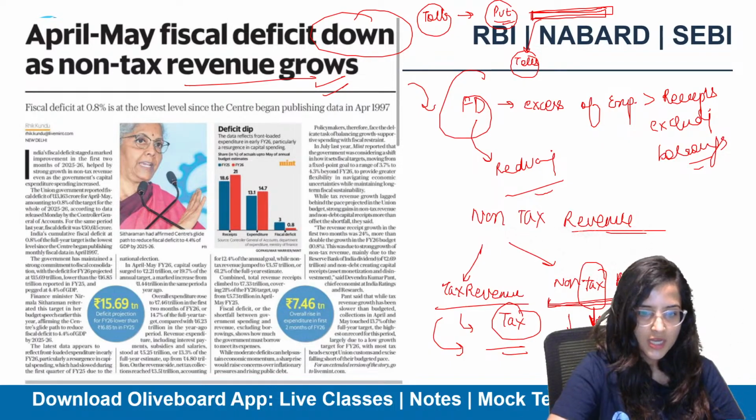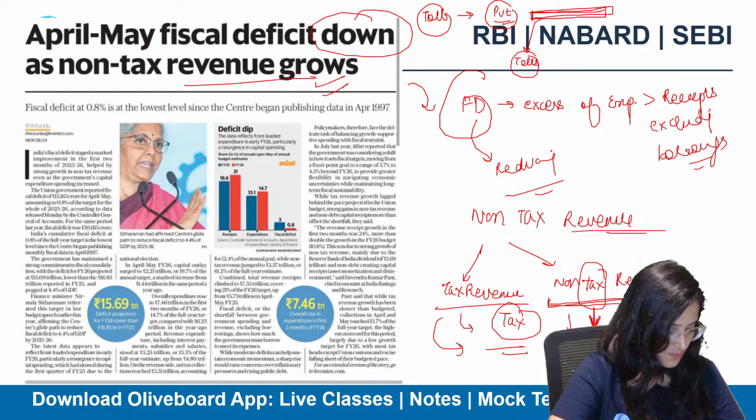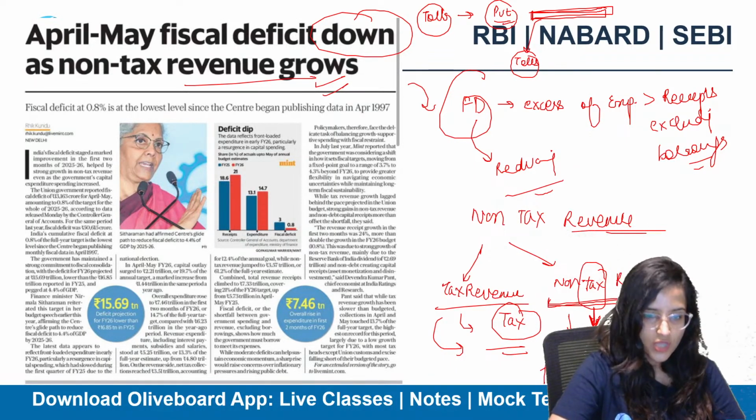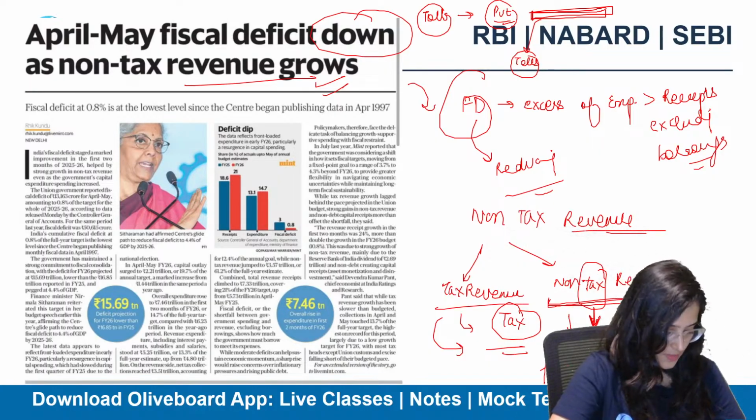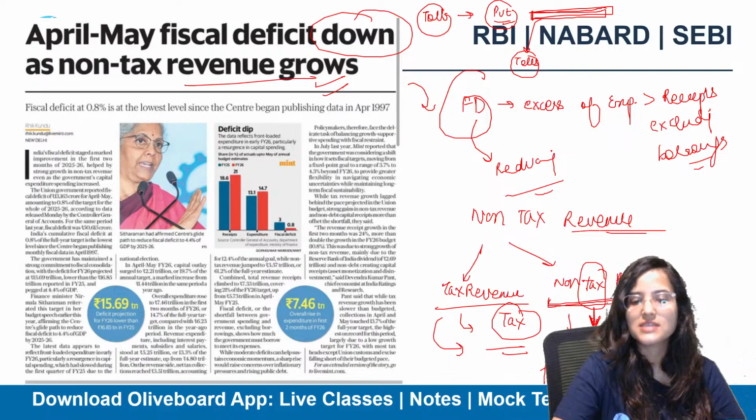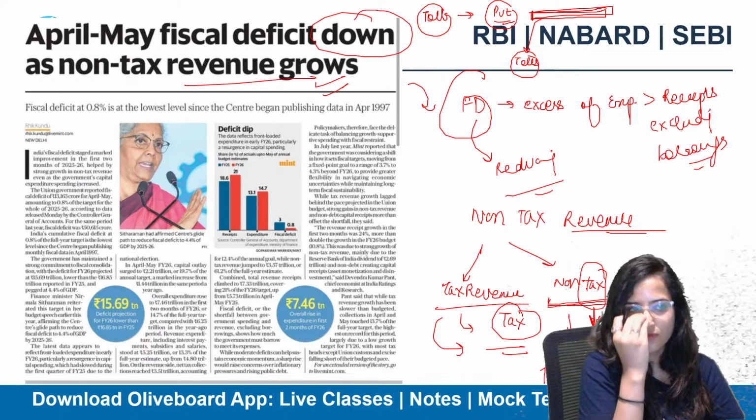Non-tax revenue would be dividends from the PSUs. Fines imposed by traffic police, fines, exactly. Fees, right? Yes. RBI dividends, exactly. These are some examples of non-tax revenue of the government.